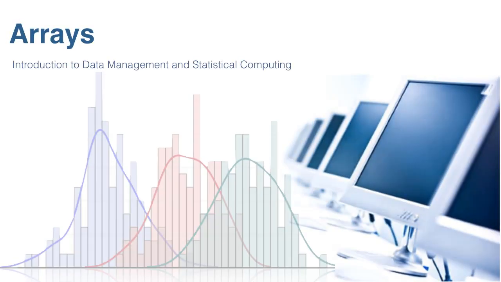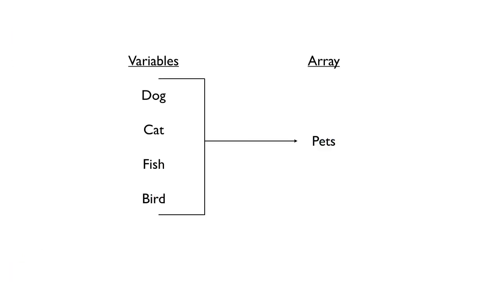During the course of managing your data, you sometimes want to perform the same action on more than one variable. When this is the case, using an array can really improve the efficiency of your coding. One way to think of an array is as a new variable that represents a list of elements which are usually other SAS variables. For example, your dataset may contain the variables dog, cat, fish, and bird.